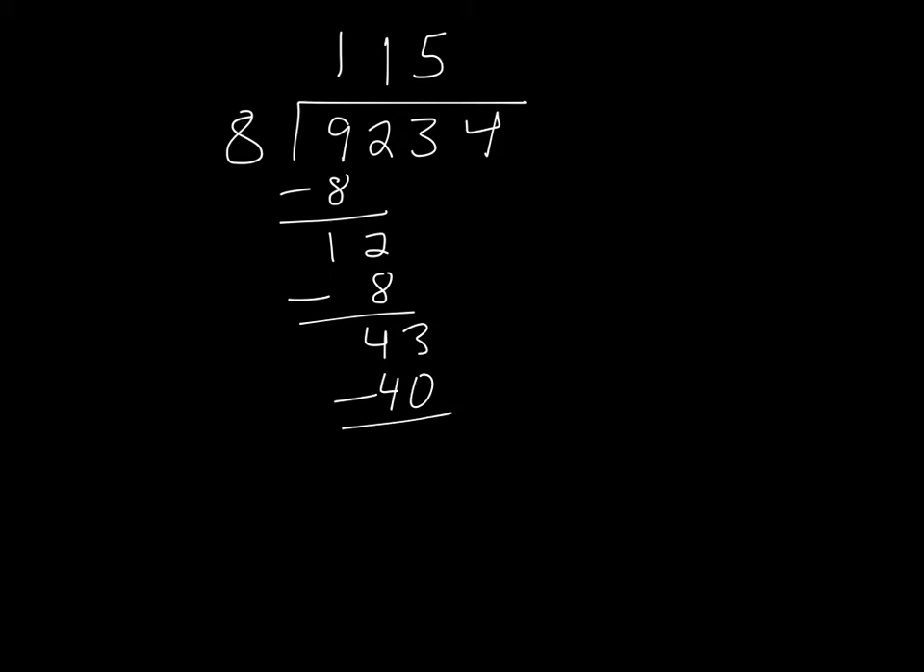Subtract. And then bring down the next number and start all over. 8 goes into 34 4 times. We get 32. Subtract. We're left with 2.